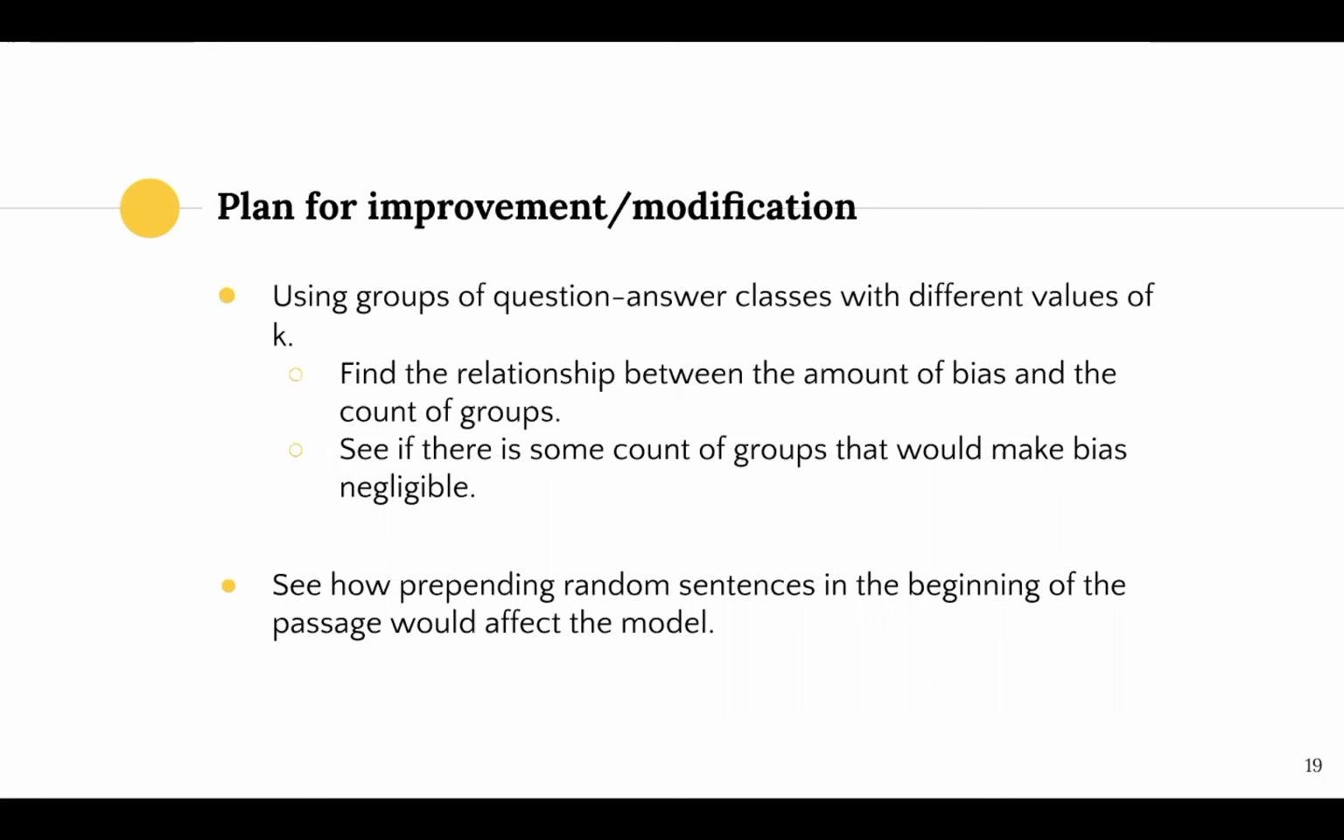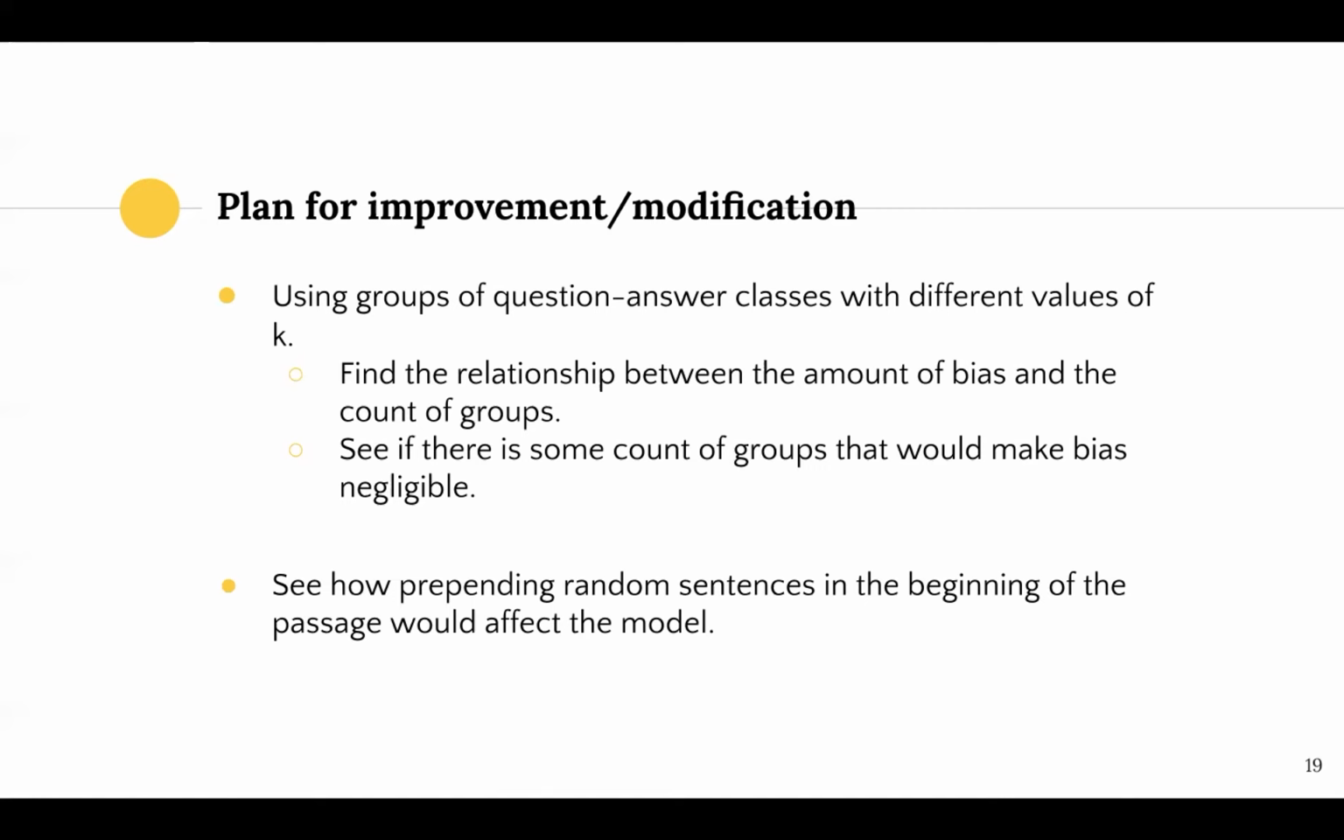Our plan for improvement is as follows. First of all, we'd like to look at the groups of question answer classes for different values of k. We'd like to find the relationship between the amount of bias that's present in the model and the count of groups. So basically, we'd like to see if we have a lot of groups of different values of k for the questions, would it be able to help against bias? Would the BERT model be able to overcome the bias? And we'd like to see if there is some count of groups that would make bias negligible.